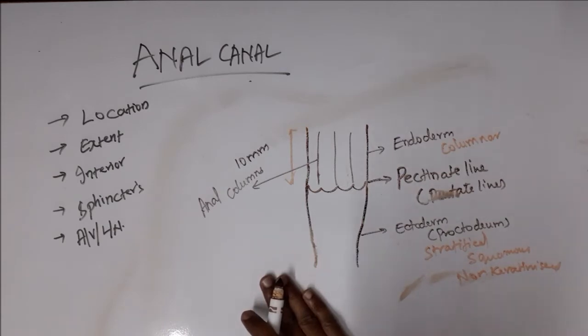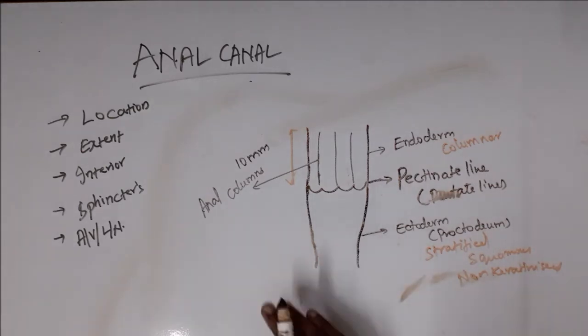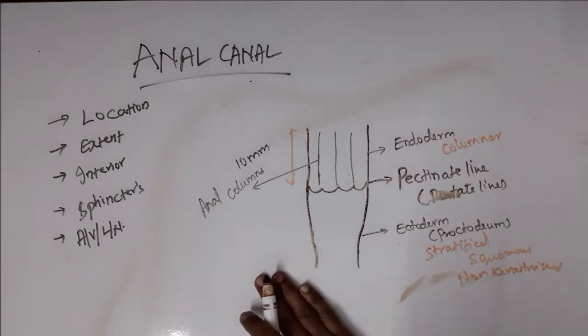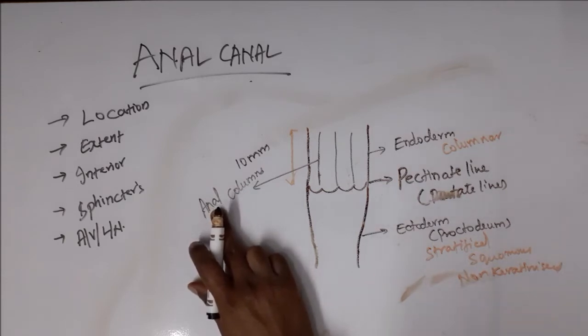Underlying those folds of the mucosa, there are tributaries of the superior rectal vein and branches of the superior rectal arteries. So these are the anal columns.